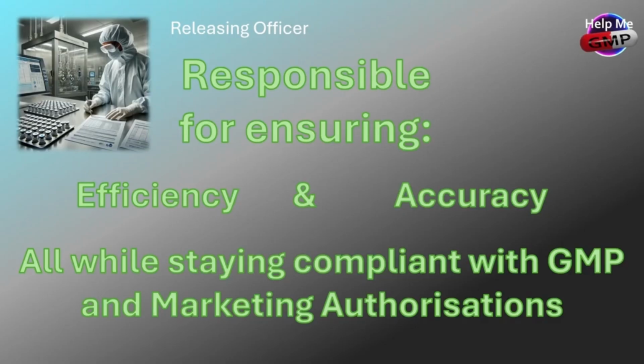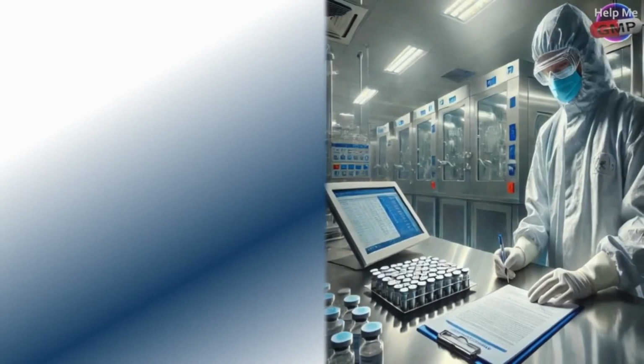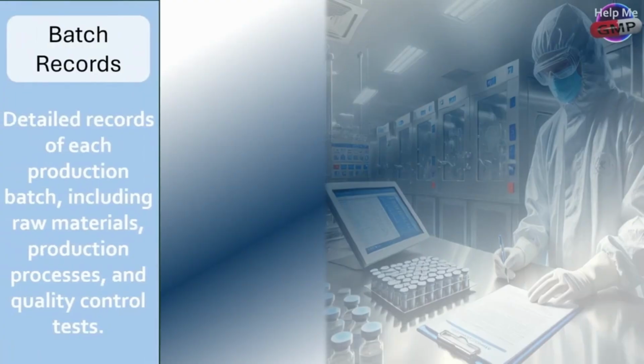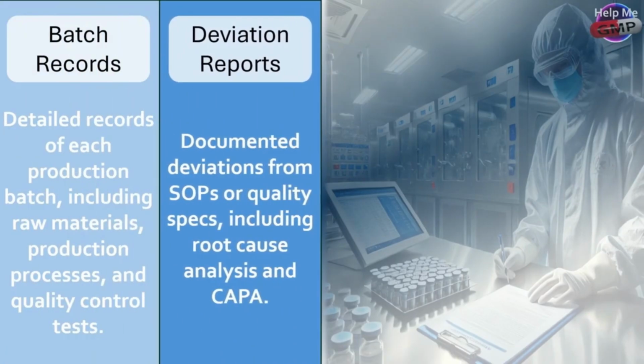The releasing officer relies on various types of documentation and systems to perform their duties effectively. These typically are batch records. These are detailed records of each production batch, including raw materials, production processes, and quality control tests. Deviation reports. These are documented deviations from SOPs or quality specs, including root cause analysis and CAPA.